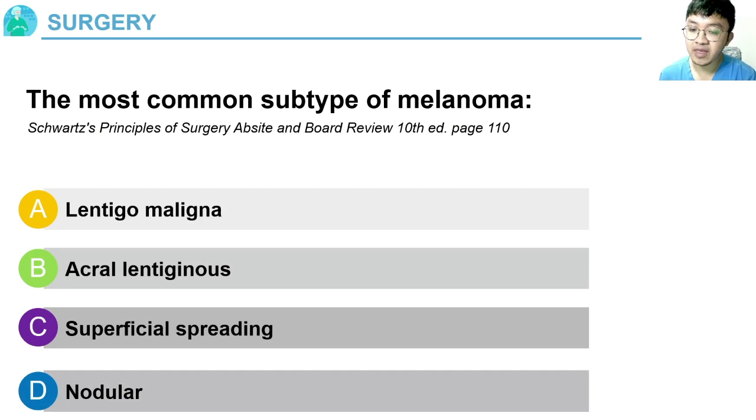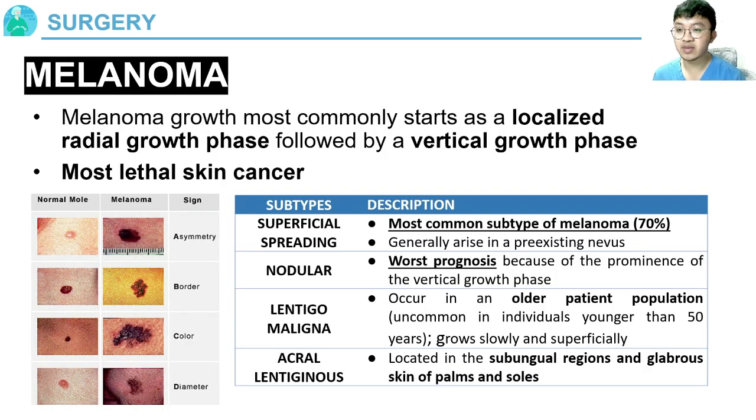Next question. The most common subtype of melanoma: is it letter A, lentigo maligna? Is it B, acral lentiginous? Is it C, superficial spreading? Or is it D, nodular? Among the four, the most common subtype of melanoma is your superficial spreading melanoma.